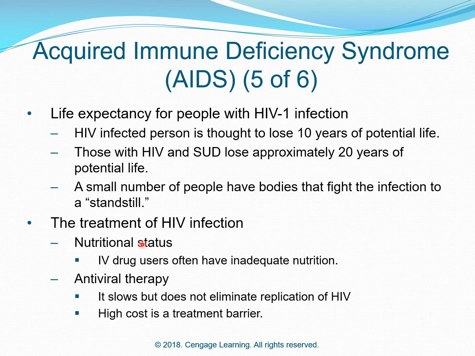The treatment of HIV infection. Nutritional status: HIV-positive IV drug users often have inadequate nutrition. Antiviral therapy slows but does not eliminate replication of HIV. High cost is a treatment barrier.